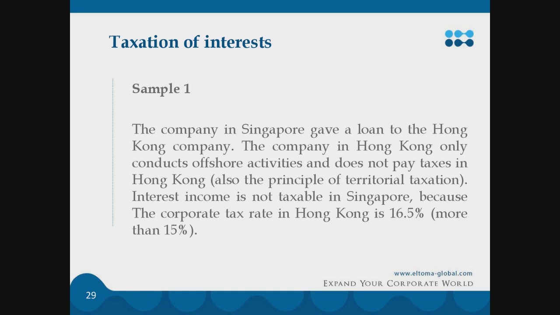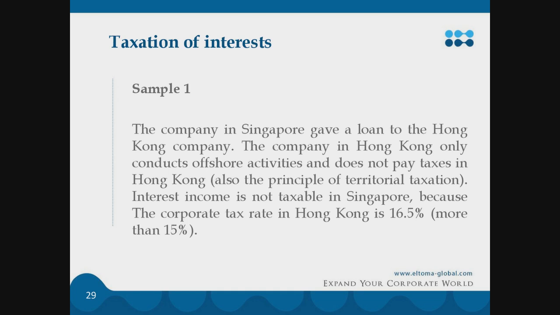Moving on. It's better to revise everything and understand everything on samples. So here you may find the first sample for taxation of interest, where we discuss it in more detail. In our sample, the company in Singapore gave a loan to the Hong Kong company. The company in Hong Kong only conducts offshore activities and doesn't pay any taxes in Hong Kong. So it's non-taxable in Hong Kong on the territorial principle of taxation. Similar to Singapore, but still very different.